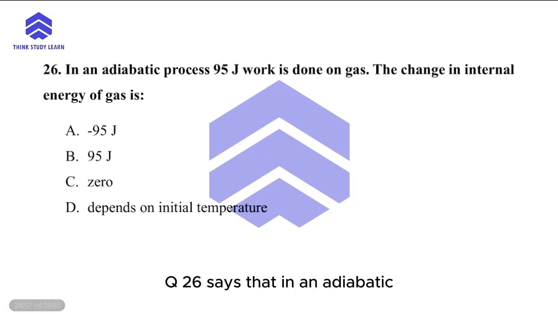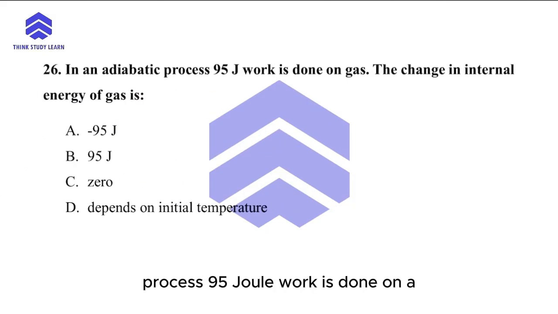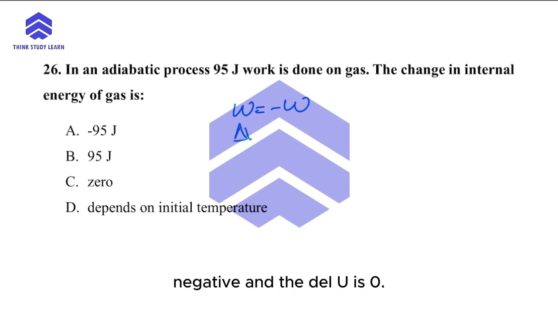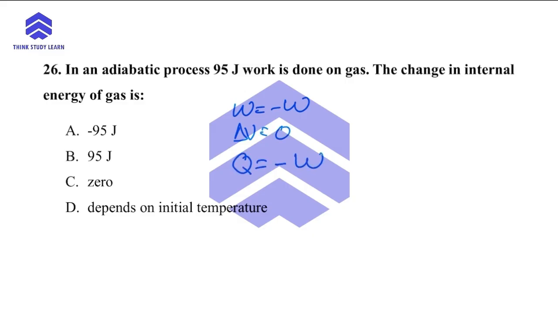Question 26 says that in an adiabatic process, 95 joule work is done on a gas. The change in internal energy of gas is. We know that in adiabatic compression, the work done is negative and the heat Q is 0. Hence, we can write it as del U is equal to minus W.